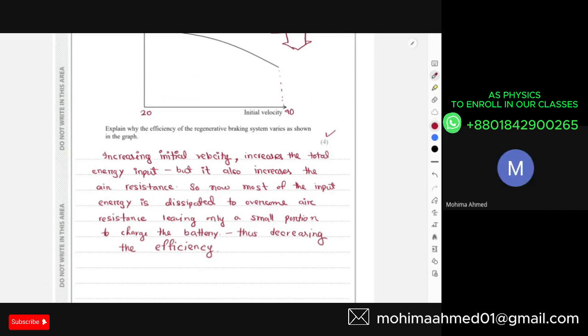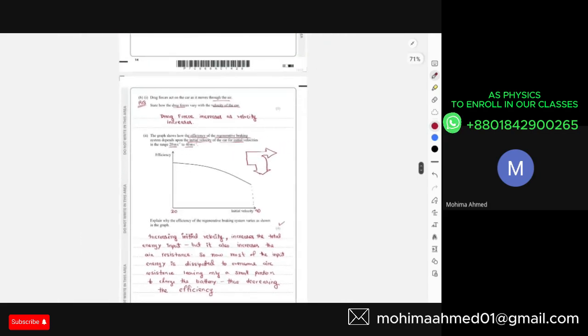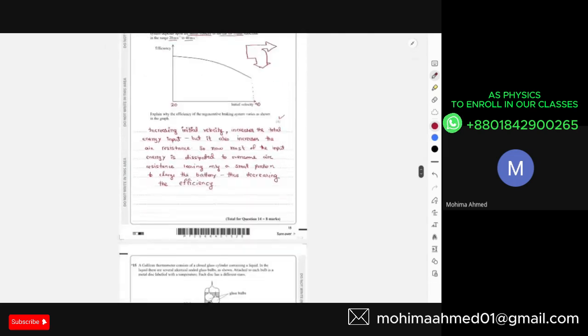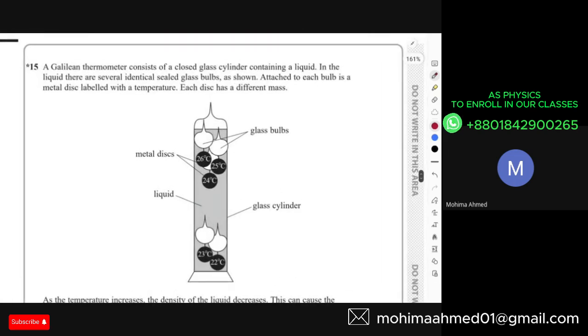Okay, if there is no problem, then now we'll move on to question 15. I hope there's no problem. Anyone have any problem from question 14? Then this is a star mark question, right?